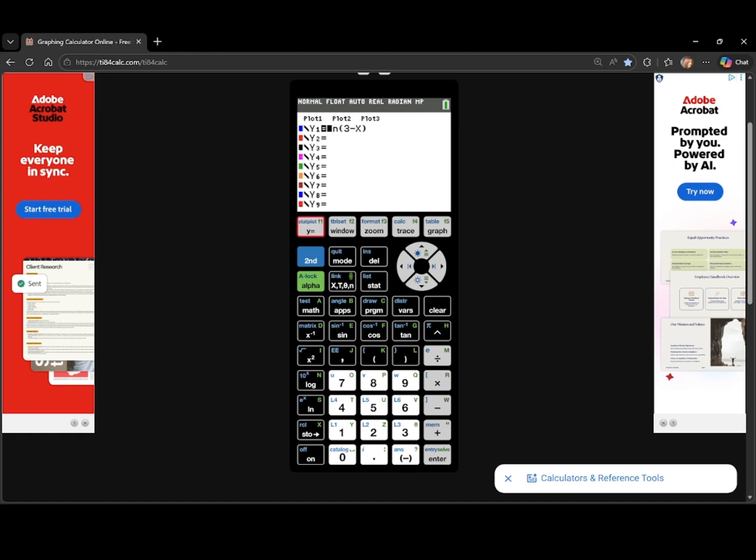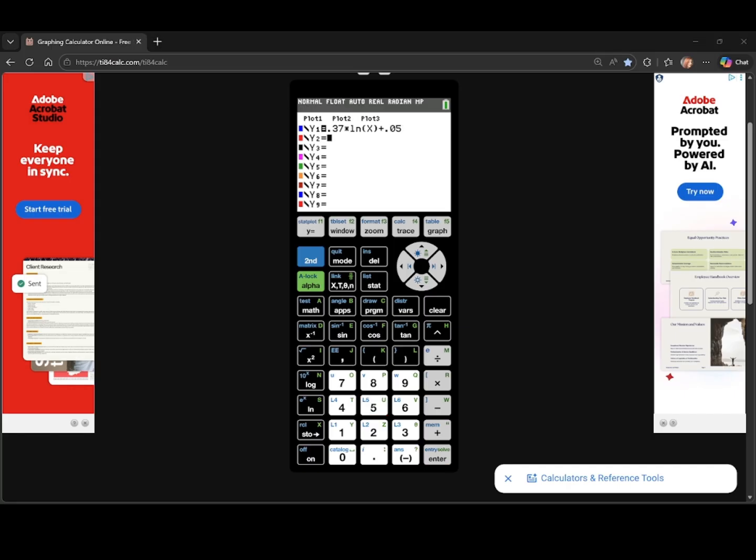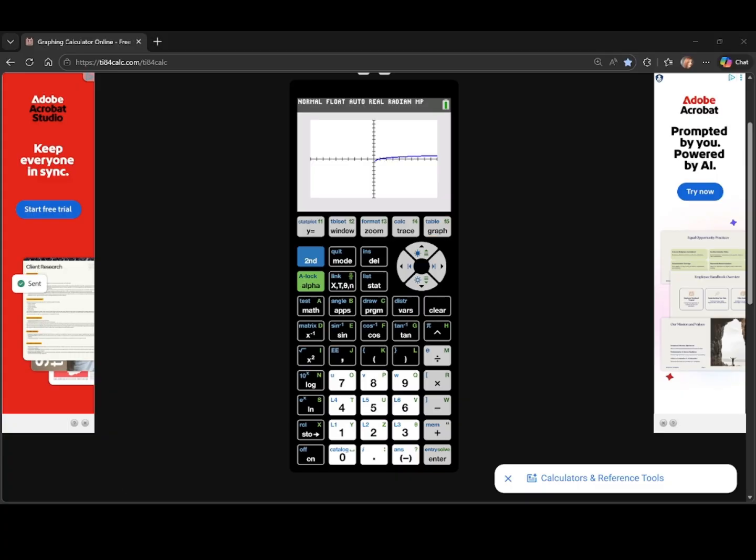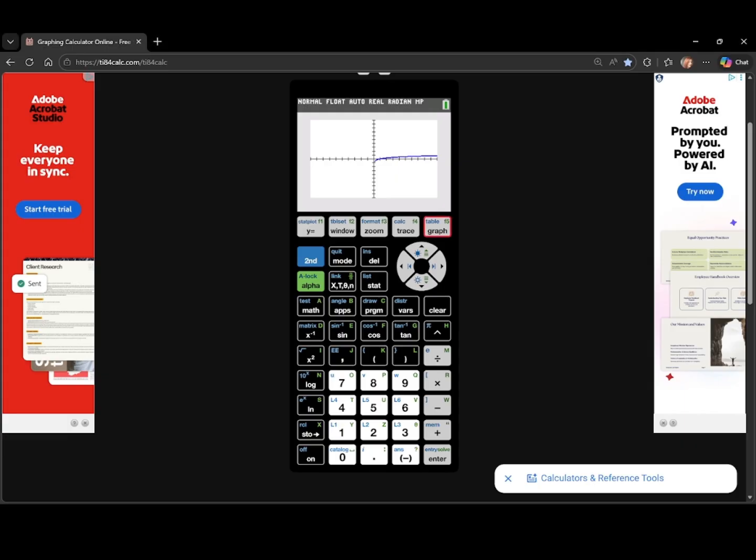And here we are. Y equals 0.37 times natural log of x plus 0.05. And we graph. And let's look at our viewing window, which is going to be 0 to 600 and 0 to 4. So let's do that next. Window 0, 600, 0 to 4. And we'll get a really good idea of what's going on.